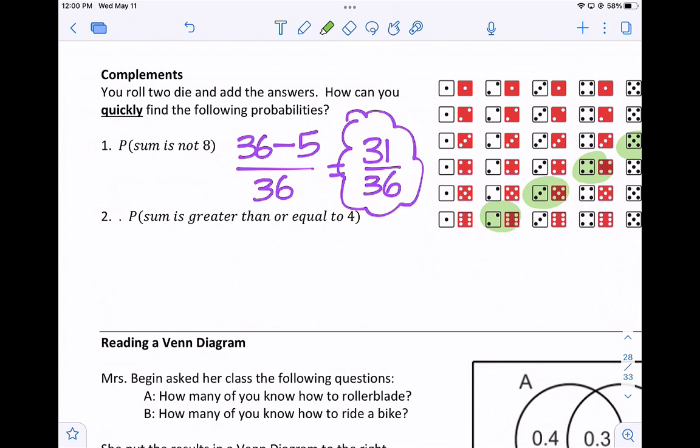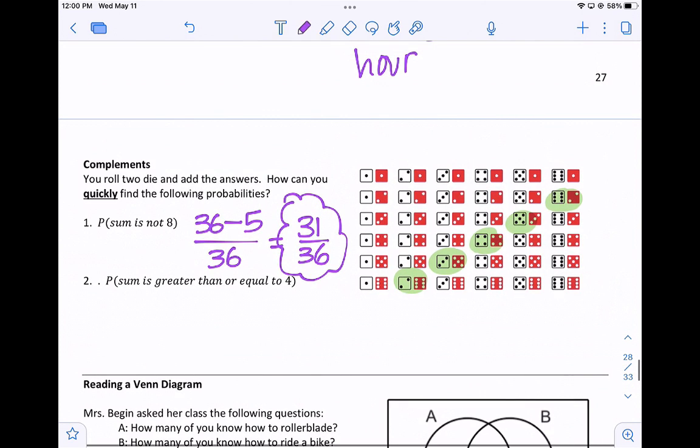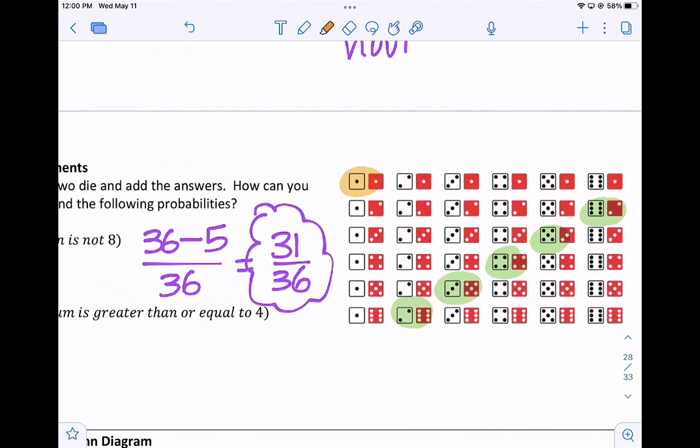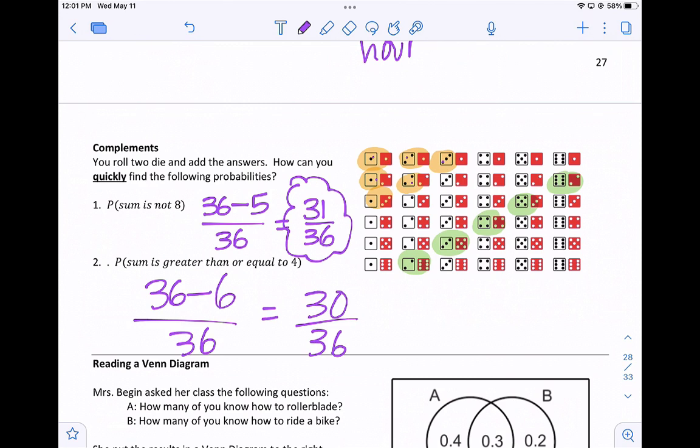What's the probability that the sum is greater than or equal to 4? So instead of counting all the ones that are greater than or equal to 4, let's count all the ones that are 4 or less. So these are all 4 or less, and so the rest are greater than or equal to. So if we take 36 minus 1, 2, 3, 4, 5, 6, that's a lot faster than counting all the other ones. So using the complement can sometimes be a lot faster.